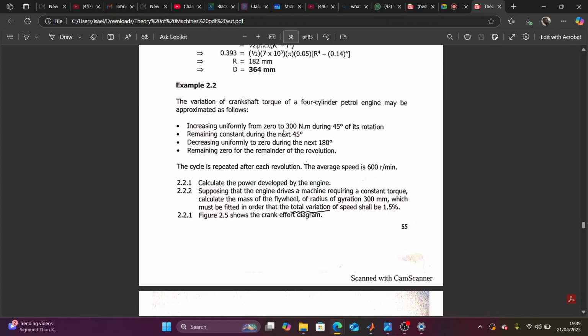Question 1, they say calculate the power developed by the engine. Question 2, they said suppose that the engine is driven by the machine, calculate the mass moment of inertia. Now, do you see the variation in speed, which is the coefficient of variation of speed? Do you see any plus minus here, Angela? No. Then it means you take it the way it is. I hope it's clear. We double it when there is a change, when there is a plus minus, right?